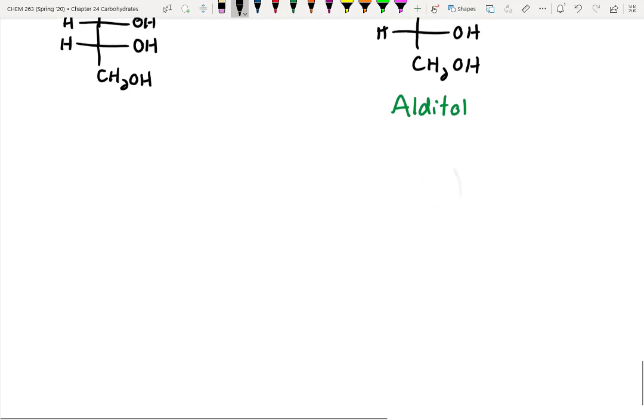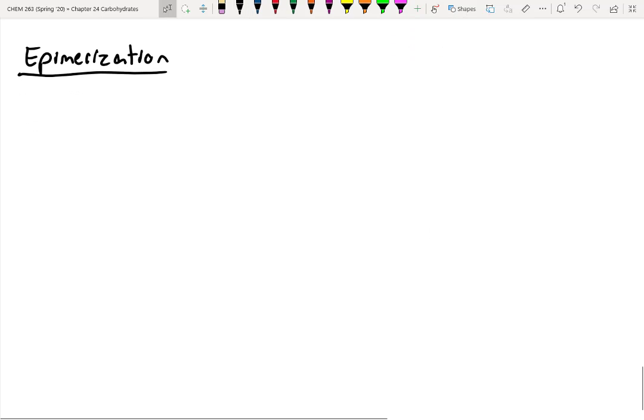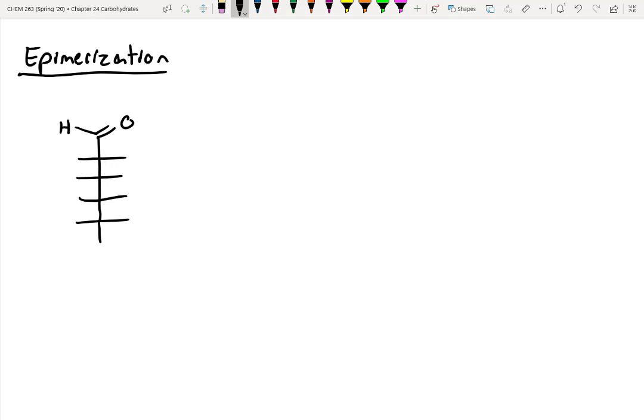All right, the last reaction I wanted to look at is epimerization. And if you remember back to the previous video, a set of epimers are a set of diastereomers that differ at only one stereocenter. But it's not the anomeric carbon, it's one of the other carbons. So let's take a look at how this happens. So if we have an aldehyde, like D-glucose, this can happen in the presence of base.